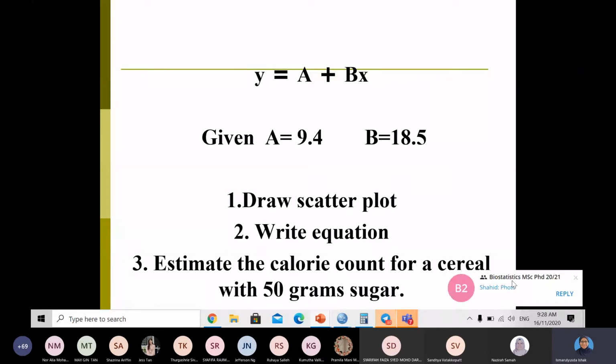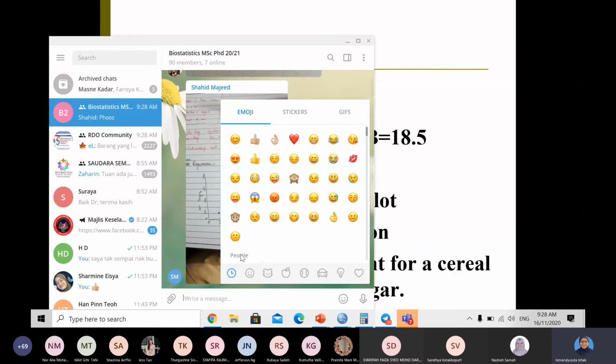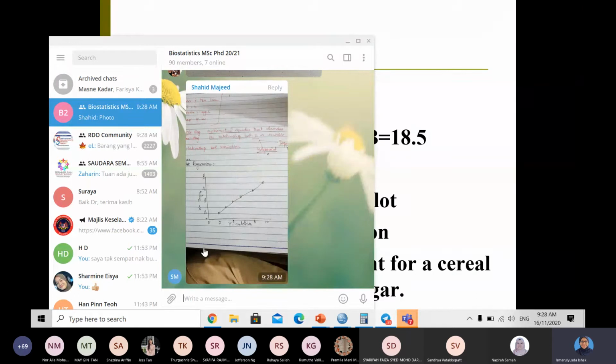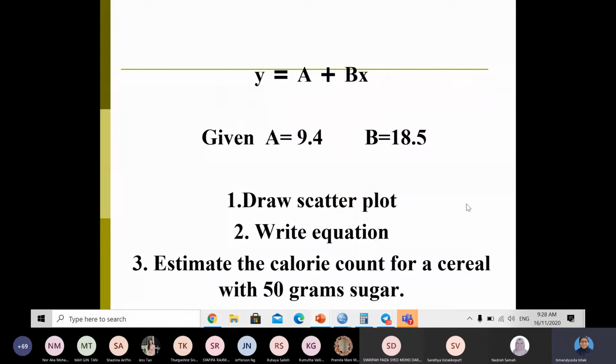Oh, another one, Shahid wants to show. Okay, excellent, Shahid. Thank you. Okay, thanks, teacher. Thank you. Welcome.